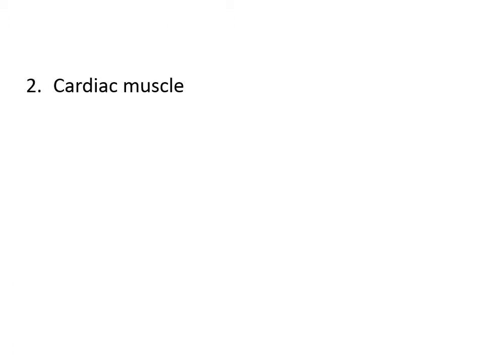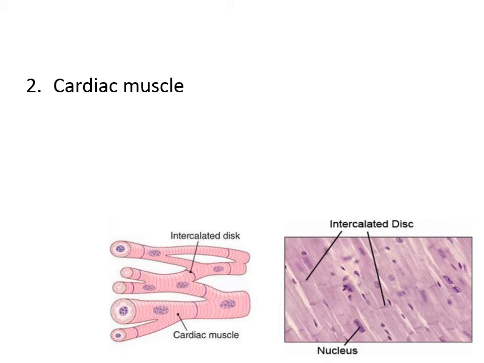The second is the cardiac muscle. The cardiac muscle cells are branched and fused, and there are what is called intercalated discs, which are horizontally located, perpendicular to the axis of the cardiac muscle.